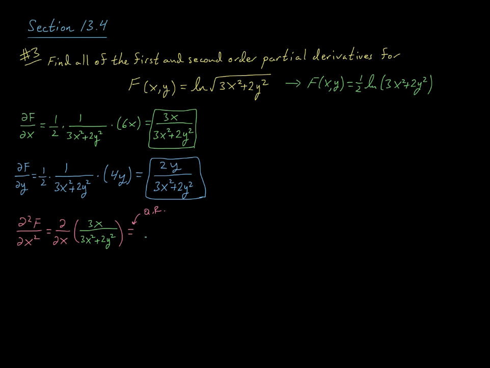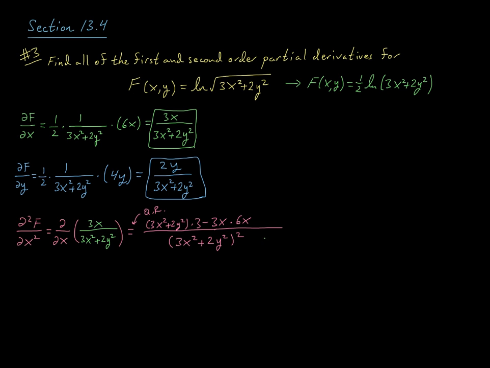And so I'm going to do the low function, my 3x squared plus 2y squared times, so low d high, so the derivative of 3x with respect to x would be 3, minus high, so that'd be 3x times the derivative of low with respect to x. That's going to give me a 6x. And then I'm going to divide that by the square of what's below. So that'd be 3x squared plus 2y squared quantity squared.